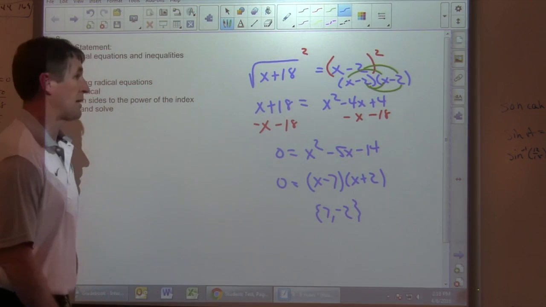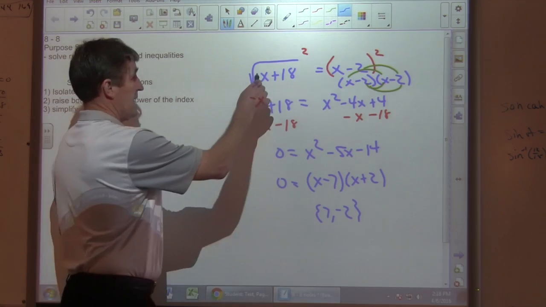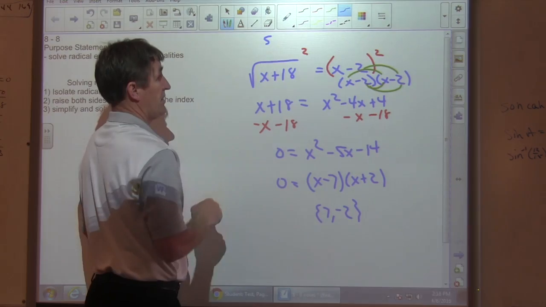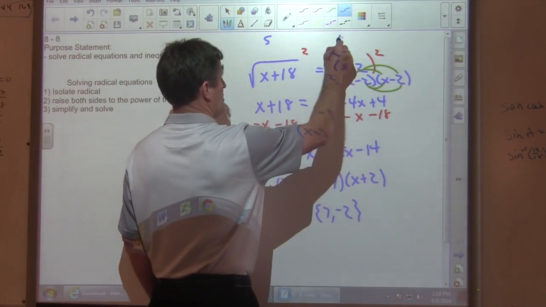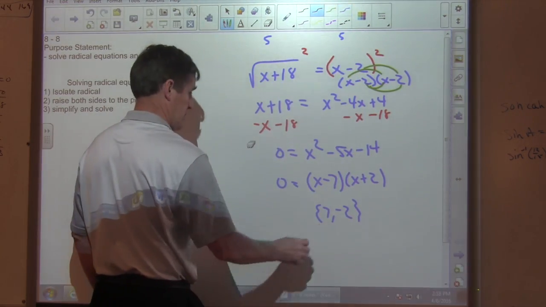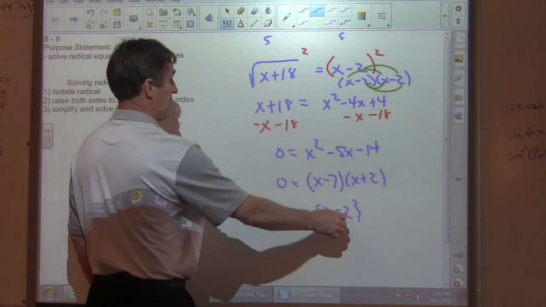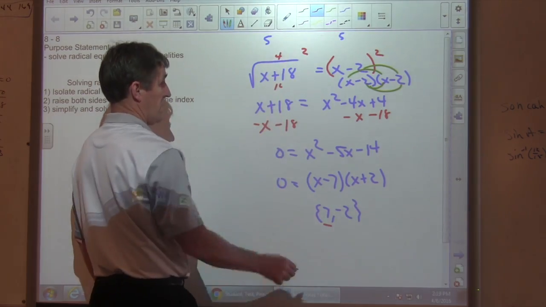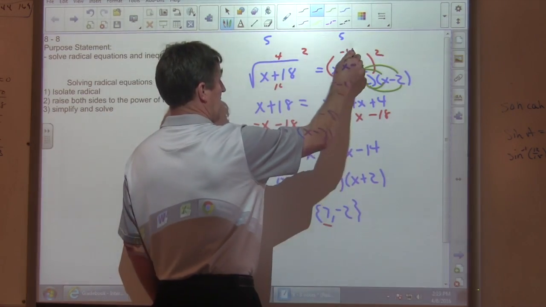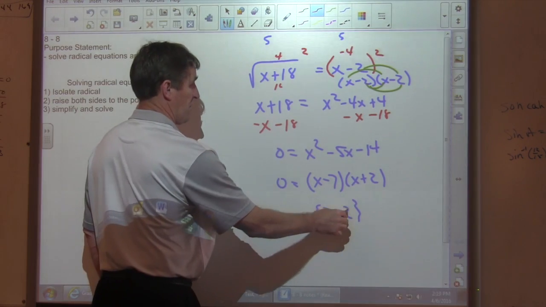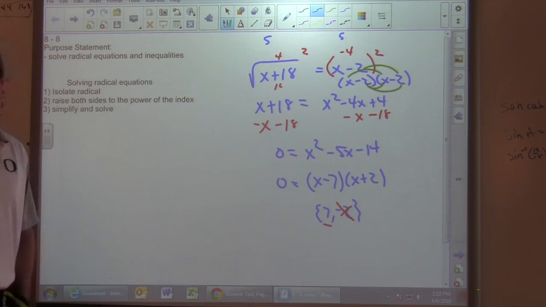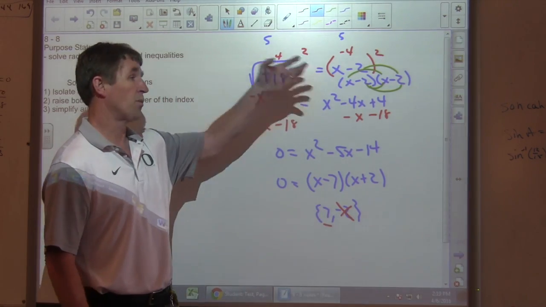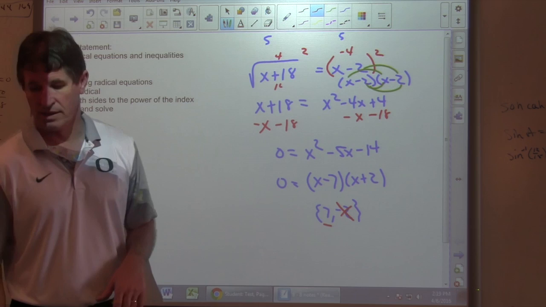Now here's where you have to be careful. If I go to check this, 7 plus 18 is 25, and the square root of 25 is 5. If I plug in 7, 7 minus 2 is 5. So that one works. That's fine. If we plug in negative 2, we get 16, and the square root of 16 is 4, and negative 2 minus 2 is a negative 4. So this is one of our extraneous solutions we sometimes get, and so that answer in this case would just be 7. The negative 2 doesn't work because when we take the square root, we're not going to get a negative number.